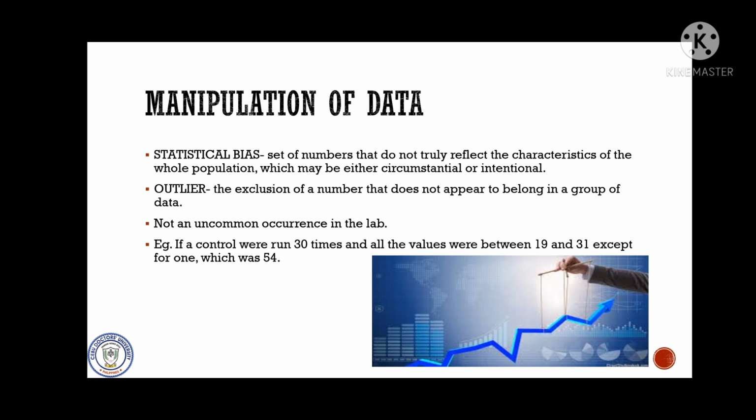If a control were run 30 times and all the values were between 19 and 31, except for one which was 54, it is the discretion of the medical technologist to exclude that number. So the exclusion of the outlier from statistical calculations is an example of an intentional bias. This may also be called cleaning up the data, a term particularly attractive to the person doing the refinement.